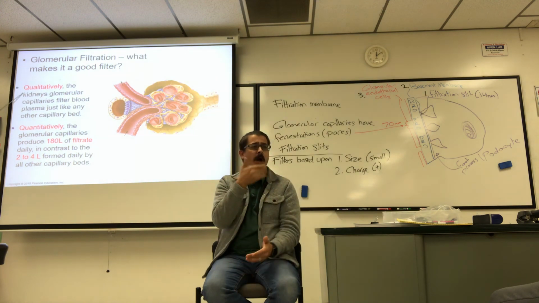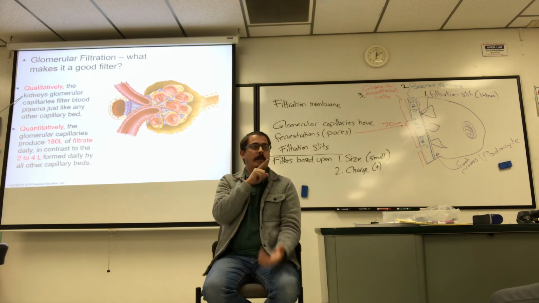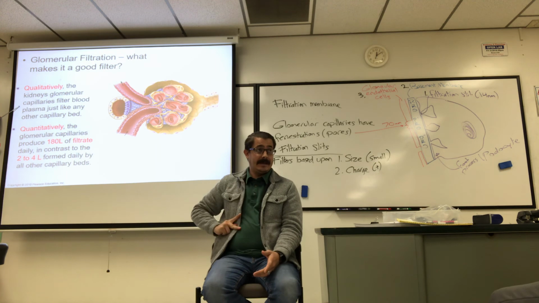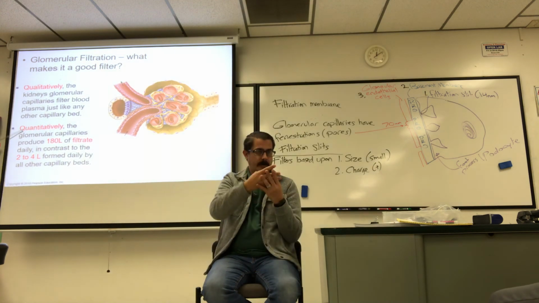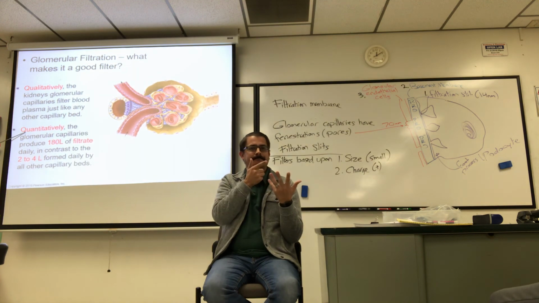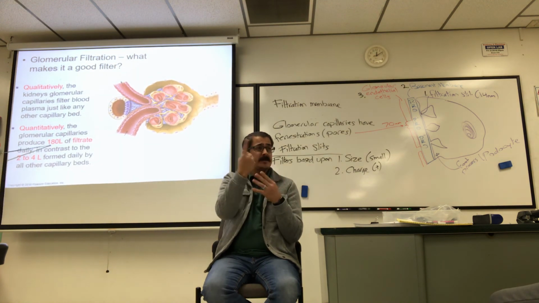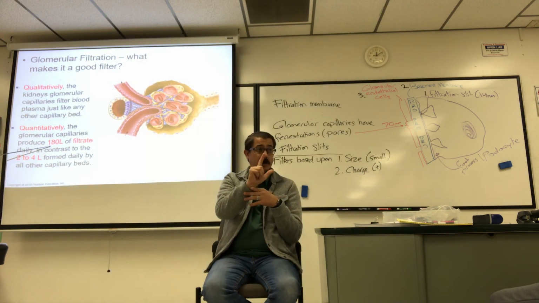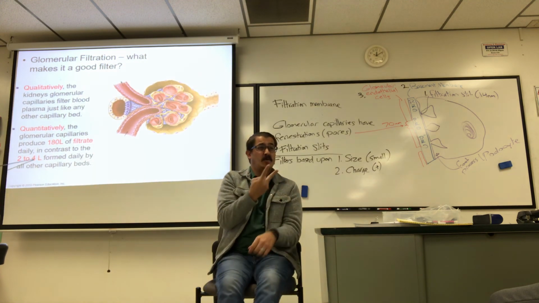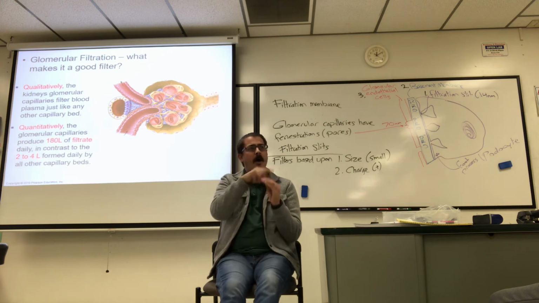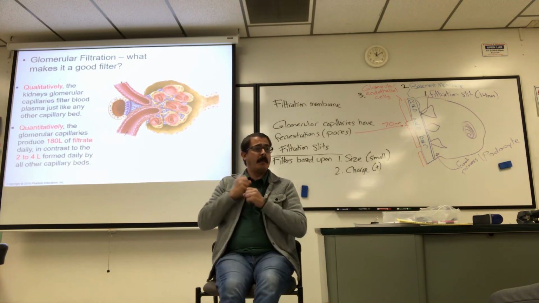Why is it a good filter? Well, qualitatively, the kidneys' glomerular capillaries filter blood plasma just like anything else. But quantitatively, I think that's the difference maker. They filter something like 180 liters of filtrate every day. Regular capillary beds, maybe 2 to 4. So think about those renal arteries pumping all that blood to like 1 million glomeruli in each kidney.